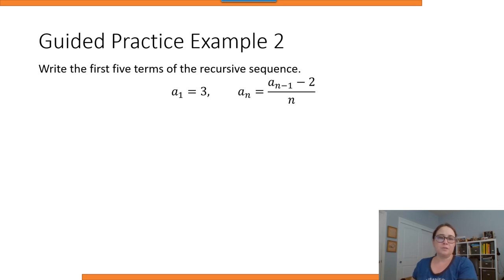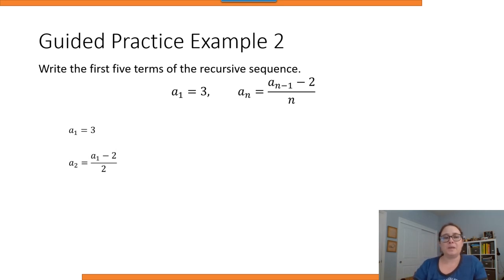So let's give this a try. We want to again find the first 5 terms of the sequence. So well, they gave me the first one. a1 is 3. And that will allow me to find the others. So that is a big tip off with recursive sequences, is they're going to have to give you at least one of the terms, maybe more, depending on what the nth term looks like.